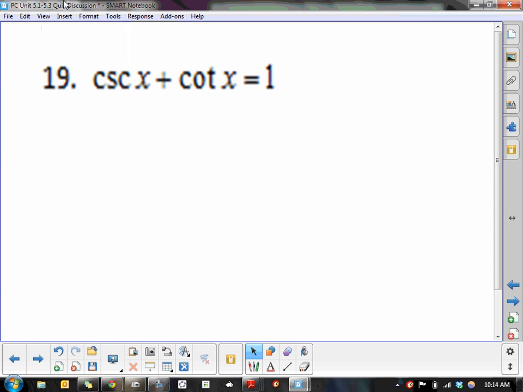Solving question number 19, we have two trig functions in a single equation and neither of them are squared. To me, that's a key to use a strategy where we square both sides. But before we square both sides, we want to make sure we get your trig functions isolated.